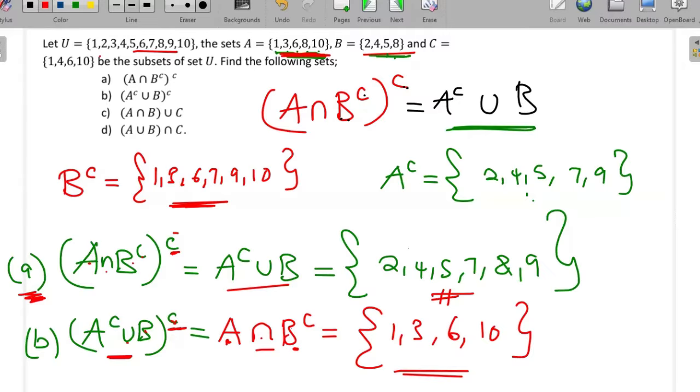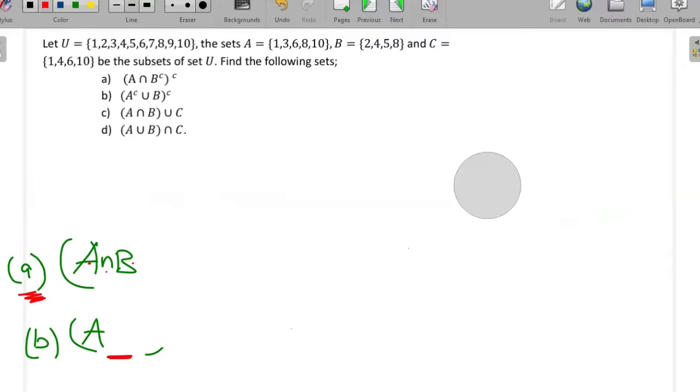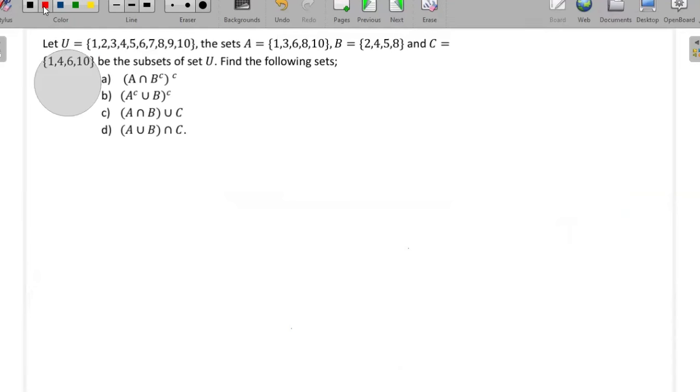Let's look at the last two, or I'll just solve maybe one. The other one, you can try it out. So the first one here on C, they're saying A intersection B union C. So let's first find A intersection B. A intersection B is what is common between A and B. So what is common between these two sets here? I can see that what is common there is just 8.